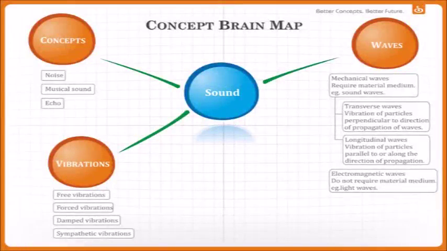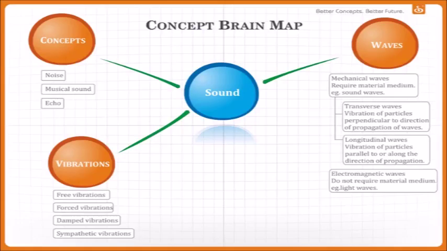First part that we study is the waves. What exactly is a wave? How are they classified? They're classified into two categories, mechanical and electromagnetic. Mechanical waves are the waves that require a material medium for their propagation. Electromagnetic waves do not require a material medium for propagation.